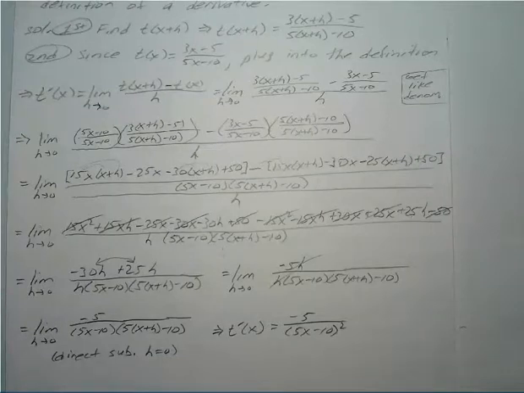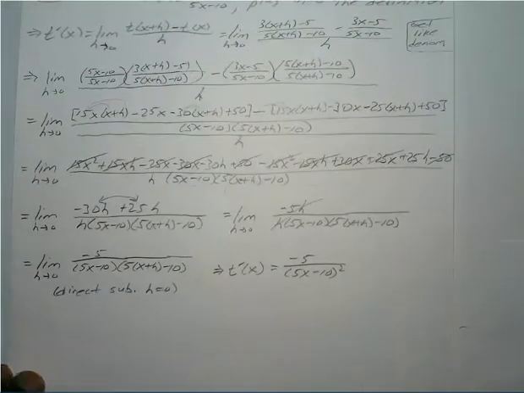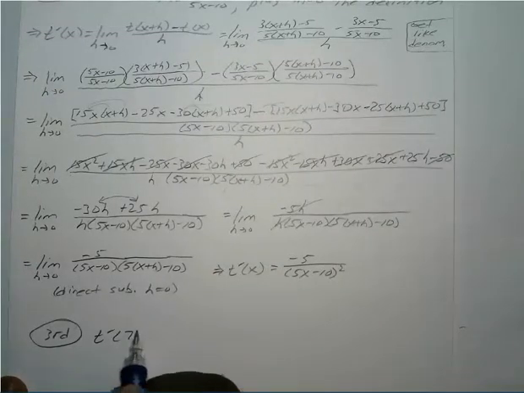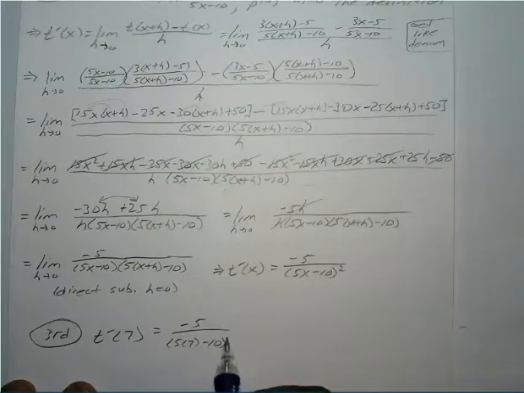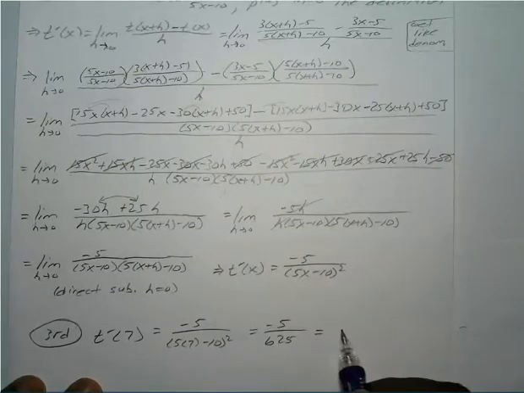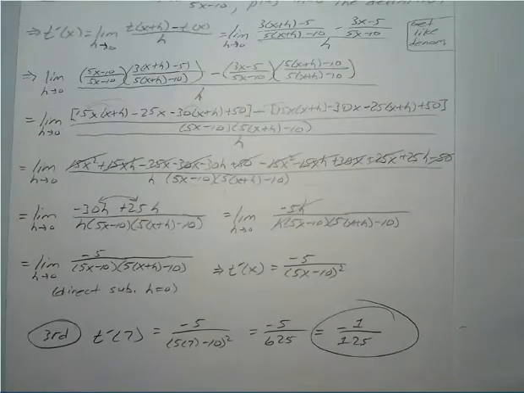Okay, but we're not done yet because we're looking for t prime of 7, which is pretty easy because all you have to do is replace the x with 7. We did all the hard work already. So we know t prime of 7 is equal to negative 5 over (5 times 7 minus 10) squared, which is negative 5 over 625, which is equal to negative 1 over 125. And that is your final answer.